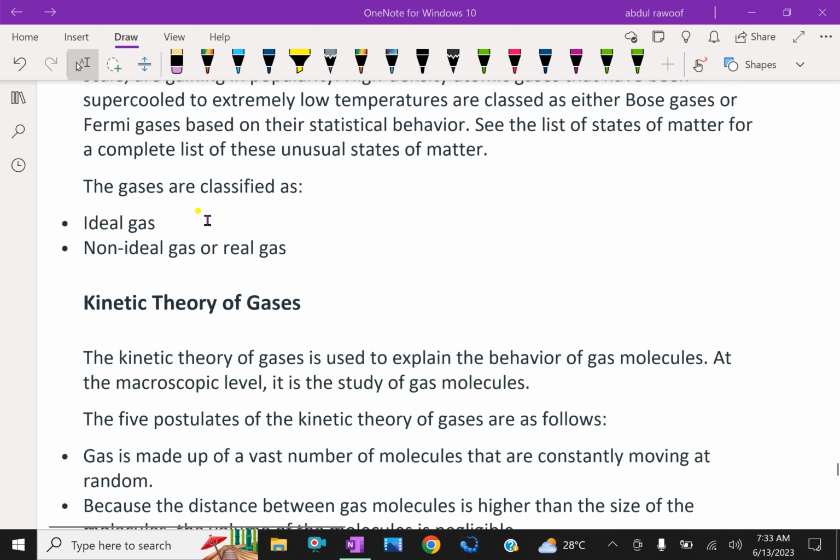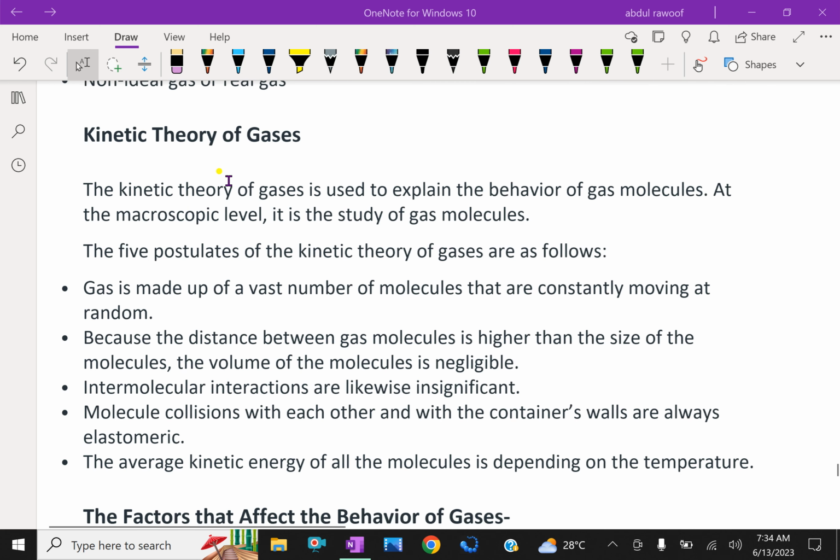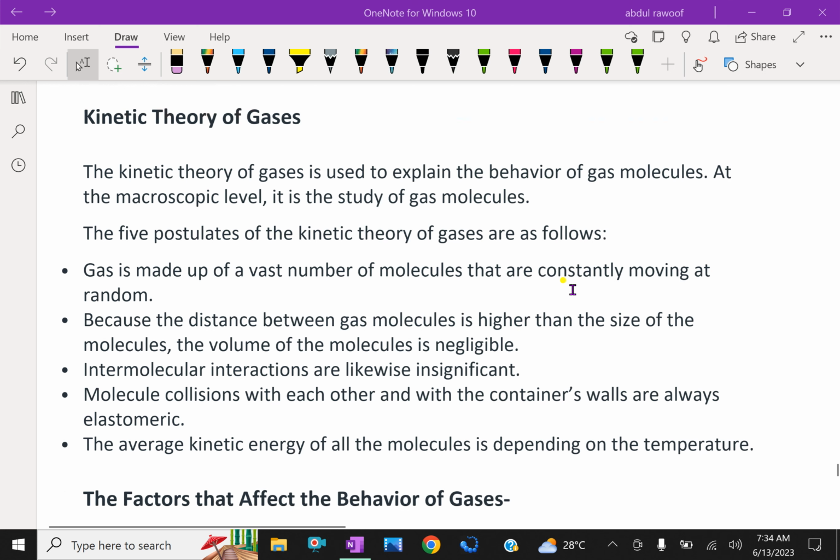Now, the gases are classified as ideal gas, non-ideal gas or real gases. Now, further we will discuss the kinetic theory of gases. The kinetic theory of gases is used to explain the behavior of gas molecules at the macroscopic level. It is the study of gas molecules. There are 5 postulates of the kinetic theory of gases, as follows.